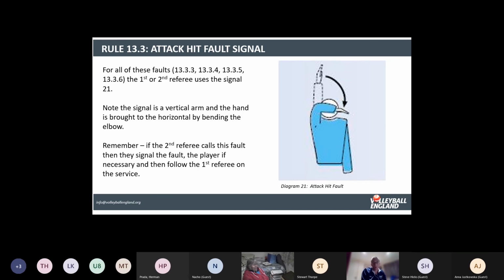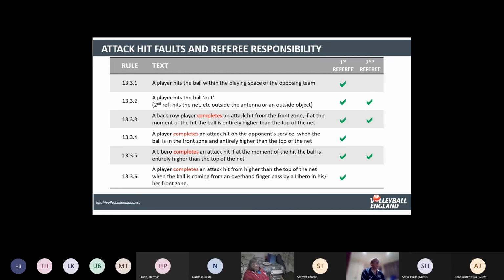Now, not all of these faults within the attack hit faults are the responsibility of both referees. So if we consider which referees can call which faults, then we'll see that the player hits the ball in the playing space of the opposing team. This is a first referee fault. The ball is above the top of the net. Okay, the player hits the ball out. Mainly this is first referee, but there are some instances for the second referee. For example, the ball hits the net post, ropes, antenna, etc. on the second referee's side of the court or an outside object.